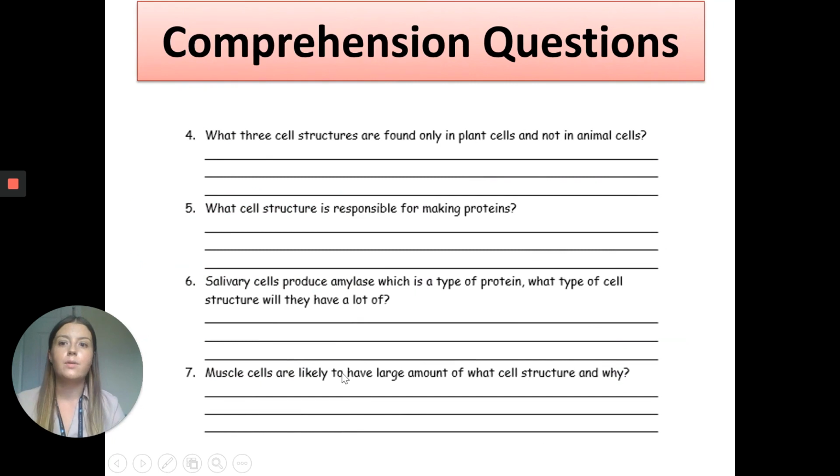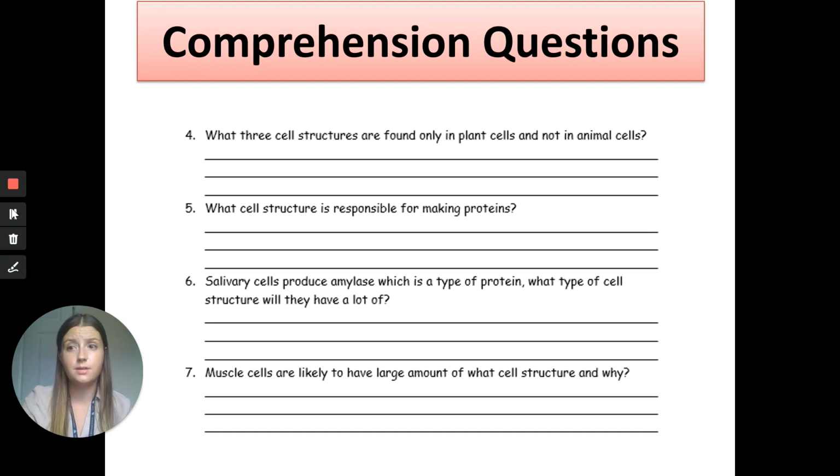So there's 4 more questions here. The first 2 again are those recall questions. The second 2 are a bit more tricky, so looking at doing a bit more application. So again, I'll give you 5 minutes for those questions.